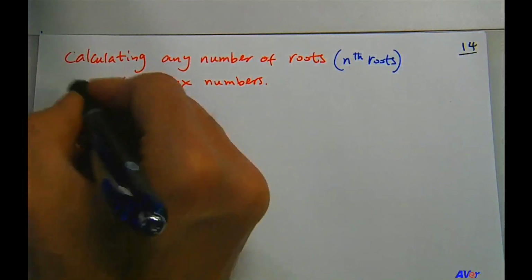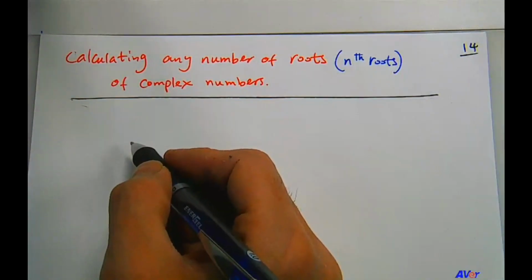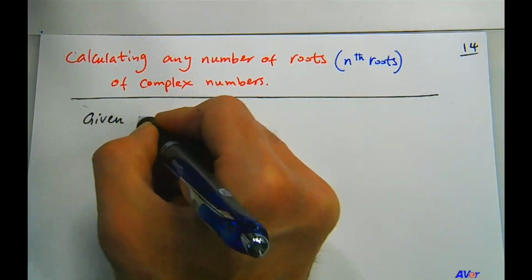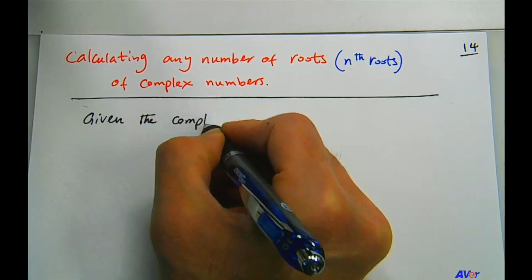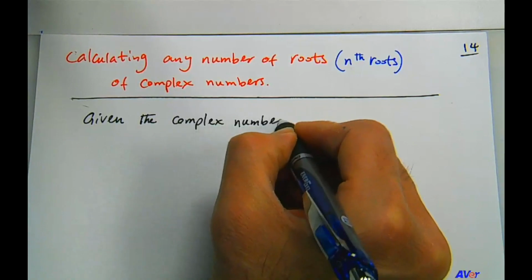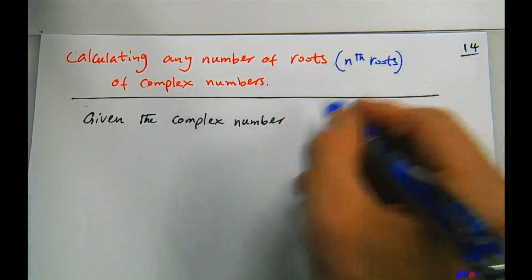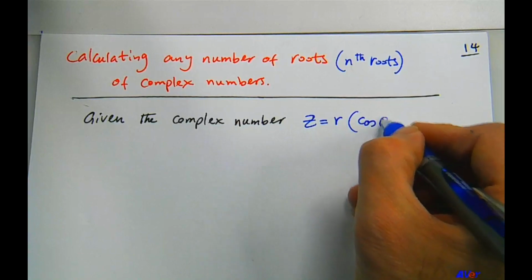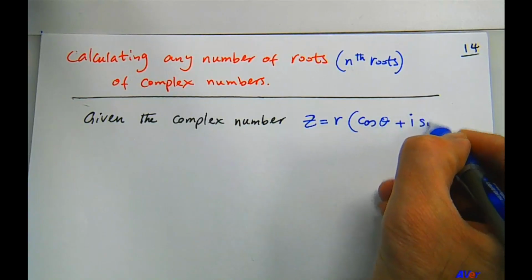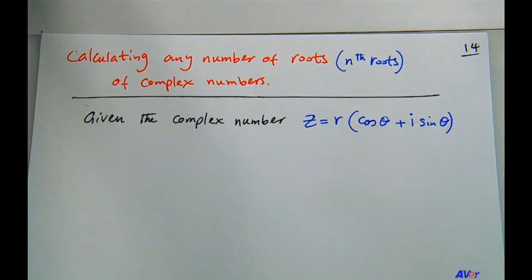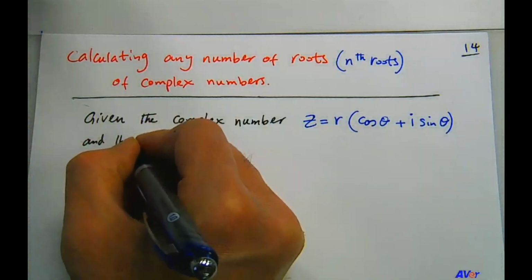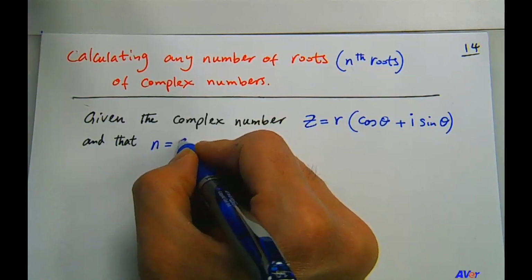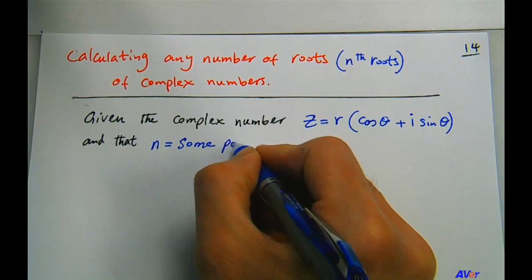Okay, so suppose we have a complex number given, the complex number z equals r times cosine of theta plus i sine of theta, and that n is, let's say, some positive integer.